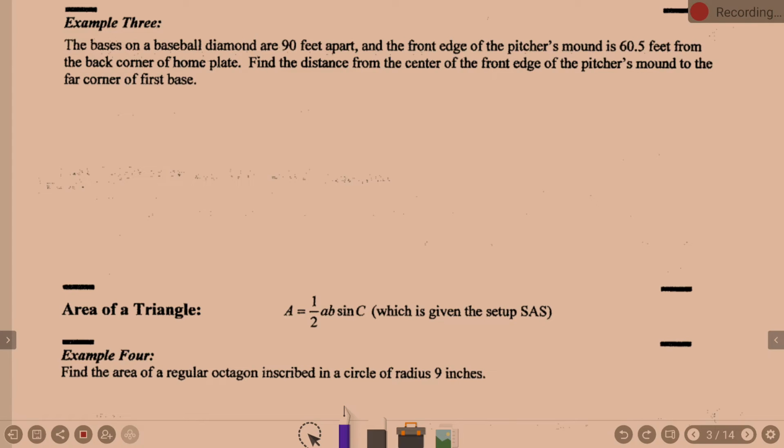The bases on a baseball diamond are 90 feet apart, and the front edge of the pitcher's mound is 60.5 feet from the back corner of home plate. Find the distance from the center of the front edge of the pitcher's mound to the far corner of first base. Okay? So, as we think about this, let's see what I can draw here.